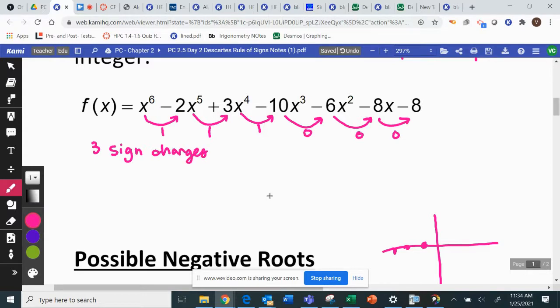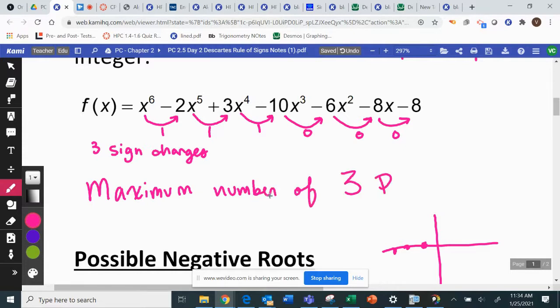What that means is we have a maximum number of 3 positive zeros. A maximum number of 3 positive zeros. When I do graph this, maximum, there's going to be 3 over here. There could be less, but maximum there's going to be 3 positive zeros.